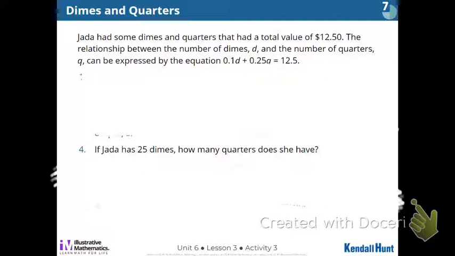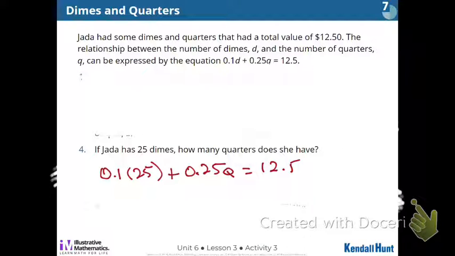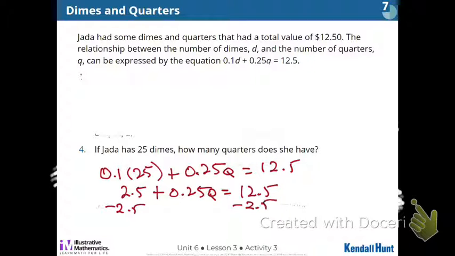All right, so let's take a look at the dimes now. I know it's 10 cents per dime plus 25 cents per quarter, for a total of $12.50. You see, it fits in the same situation, right? So how much money do I have in dimes? $2.50. So if I know I have $2.50 in dimes, how much do I need in quarters? $10. I need $10 in quarters.